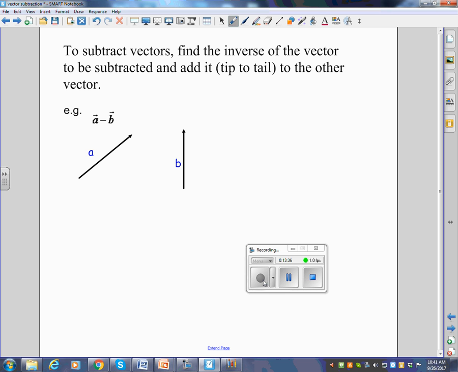Okay, so here's the rule for subtracting vectors. To subtract vectors, find the inverse or find the opposite or find the negative of the vector to be subtracted and simply add it tip to tail to the other one. That's the rule for subtracting vectors.